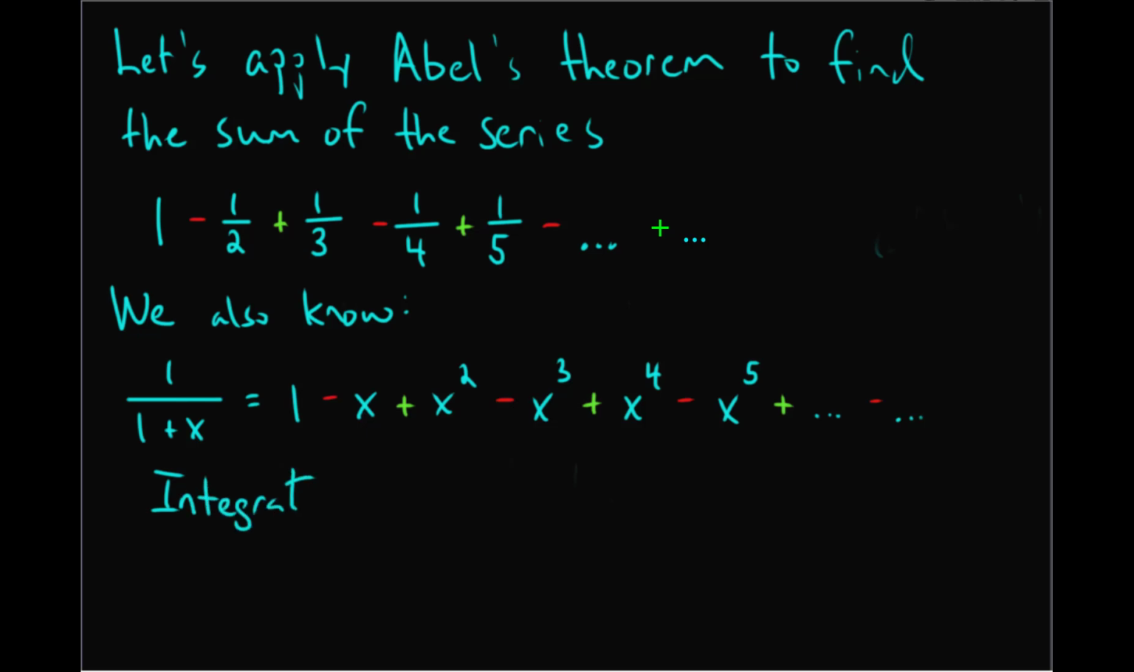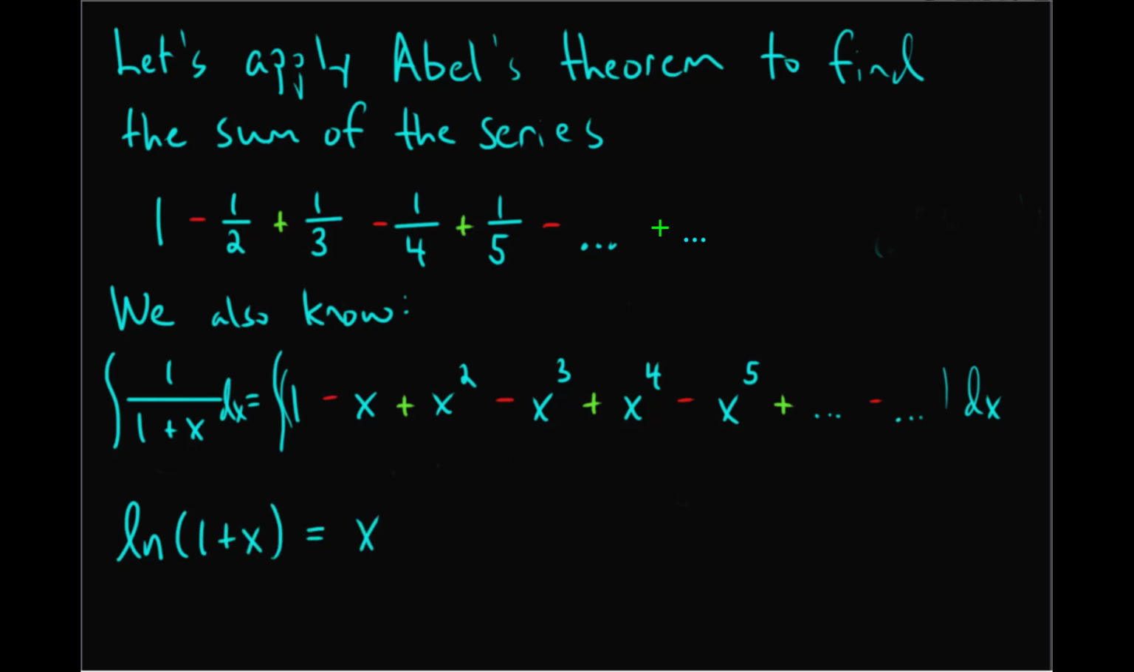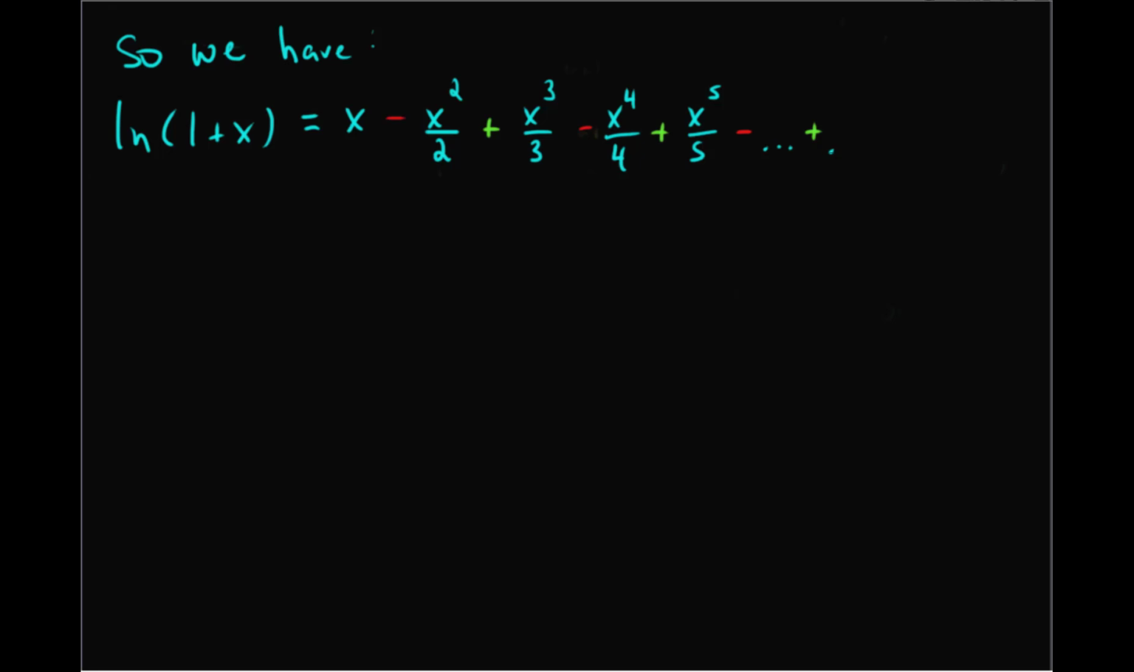Now we can integrate both sides of this equation to find that the integral of 1 over 1 plus x dx equals the integral of the series dx, and the integral of the function 1 over 1 plus x is just the logarithm of 1 plus x. So this equals, integrating term by term, x minus x squared over 2 plus x cubed over 3 minus x to the fourth over 4 plus x to the fifth over 5 minus ... plus ... So integrating doesn't change the interval of convergence here either, and so we have that the logarithm of 1 plus x can be represented by this series where x is restricted to lying between -1 and 1 exclusive.